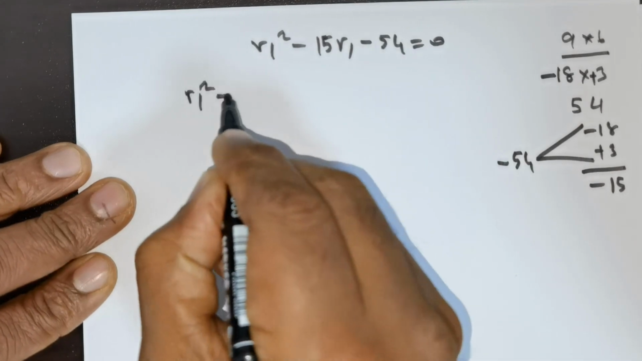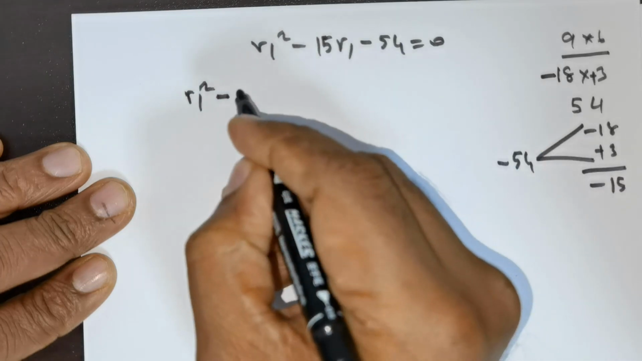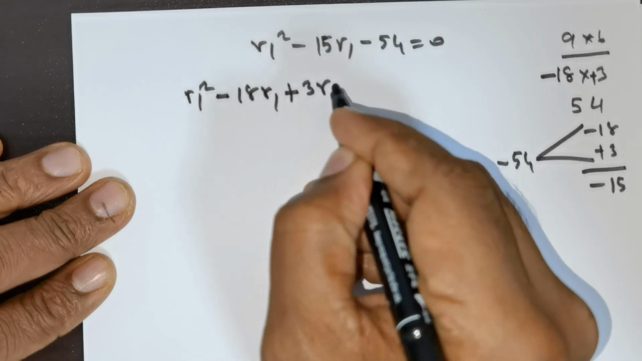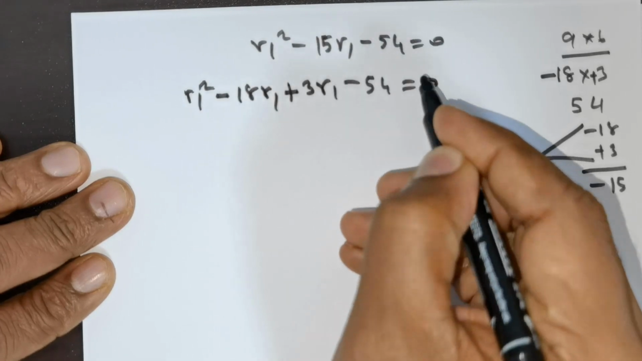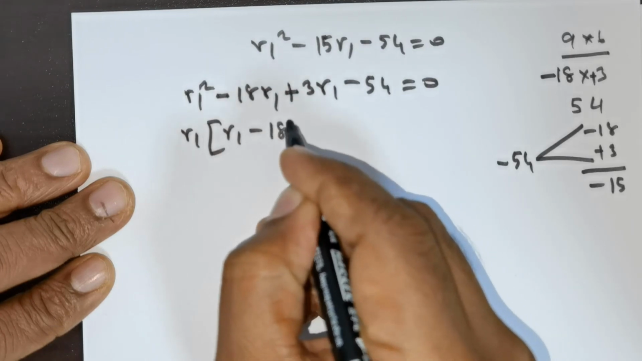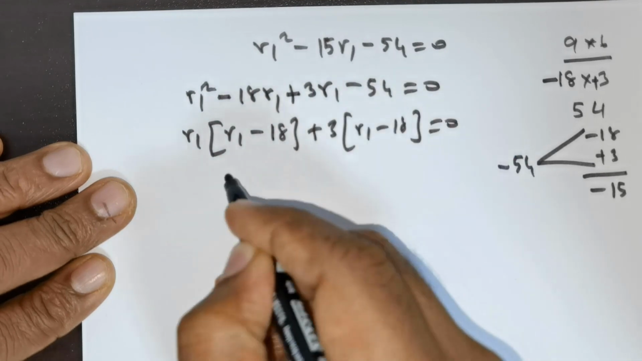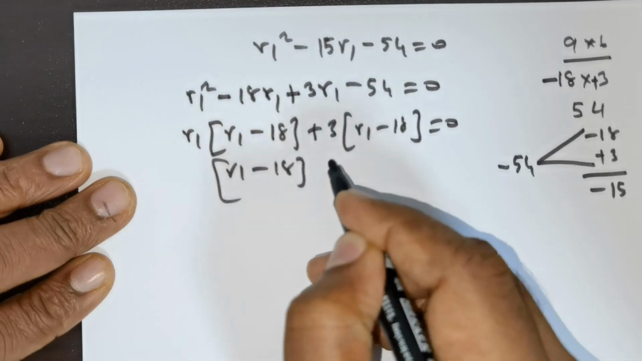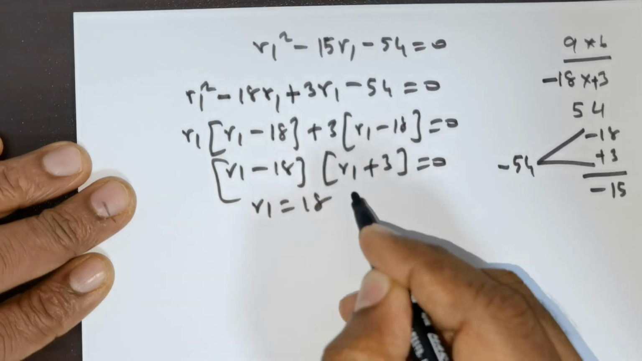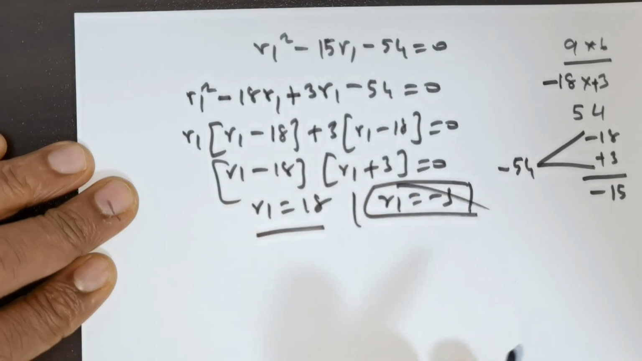So you got r1 squared, followed by negative 18 r1 positive 3 times r1 negative 54 is equal to 0. You take r1 out, you get r1 negative 18. You take 3 out, you get r1 negative 18 is equal to 0. So r1 negative 18, r1 plus 3 is equal to 0. So r1 is equal to 18 or r1 is equal to negative 3. We can't take this, it's a negative value, so we take this.